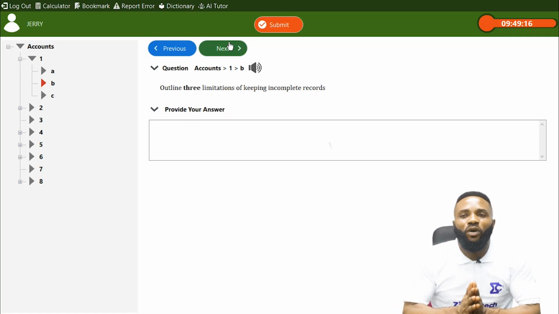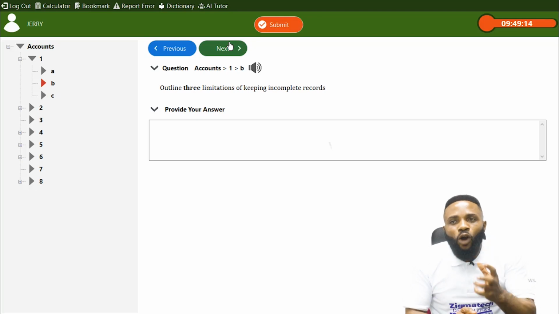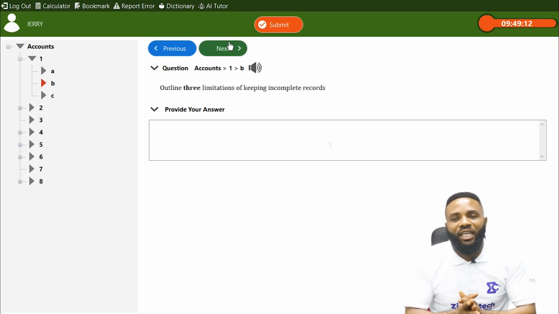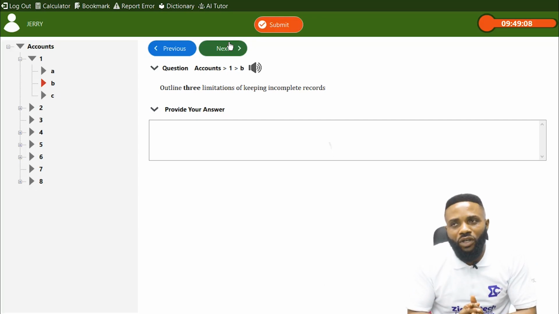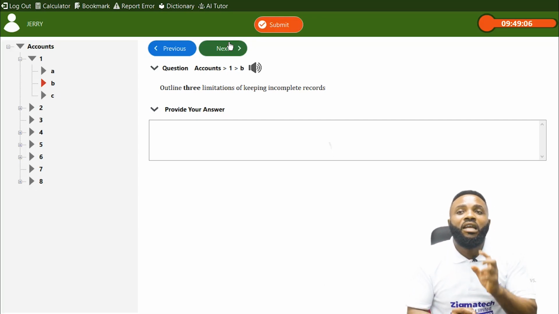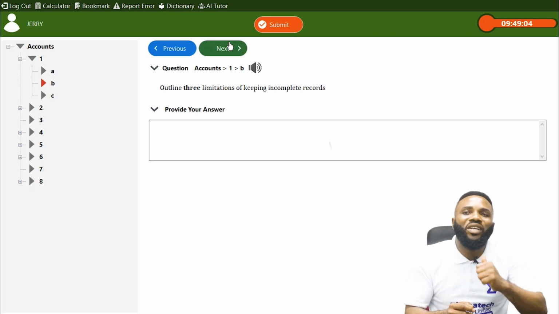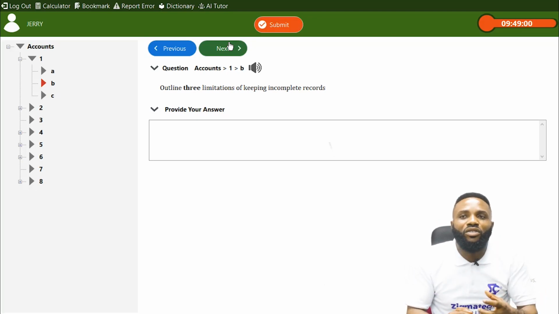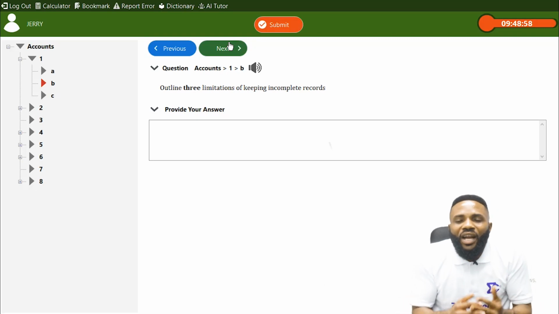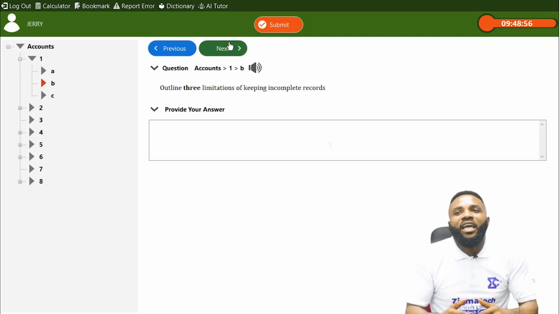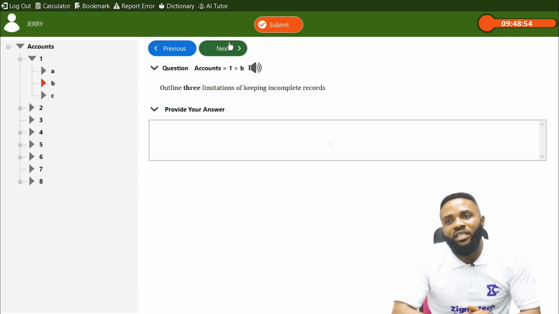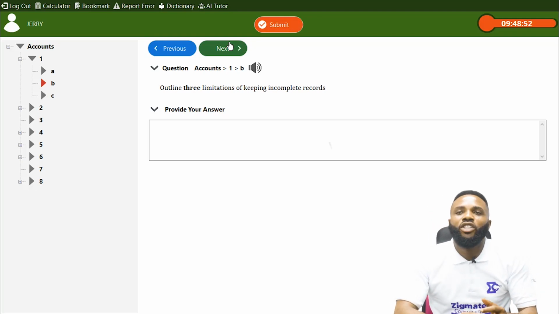And then the last but not the least is that fraud can be easily committed. It can be very easy and simple to commit fraud. Because one of the things that can really help a business to kick against fraud is when we have an account that is verifiable. When an account cannot be verified, then fraud can easily be committed.